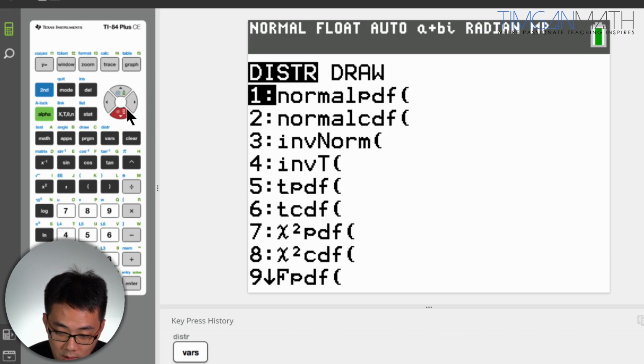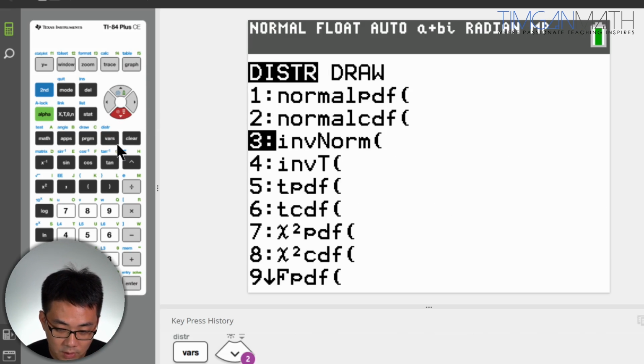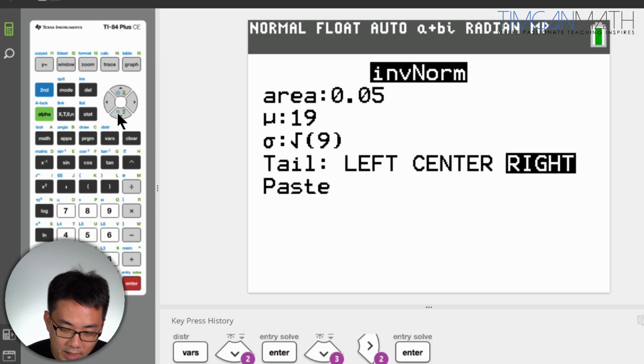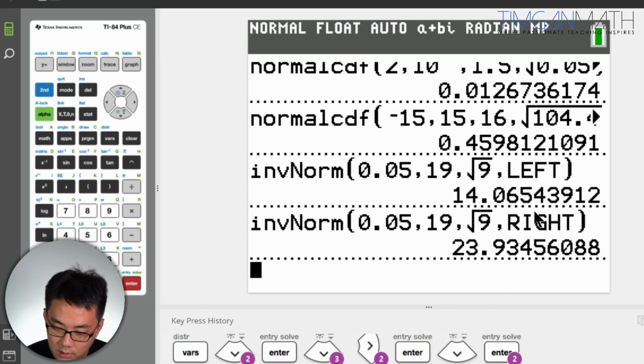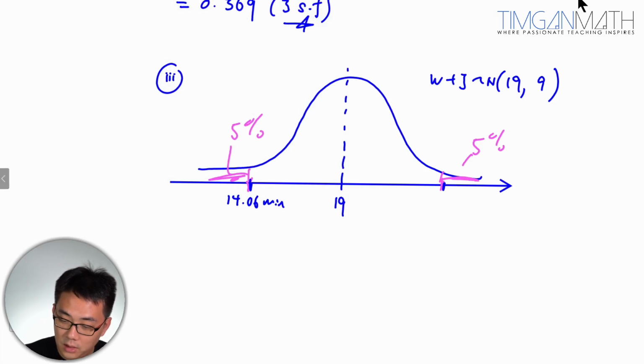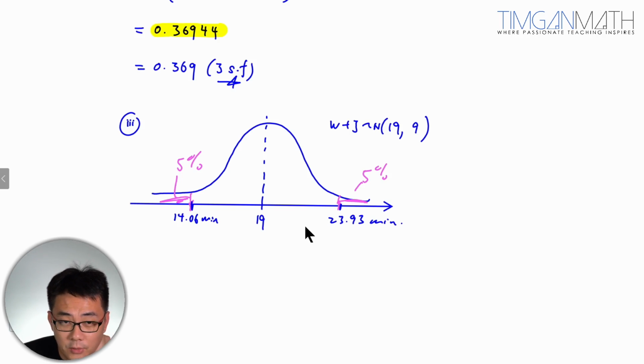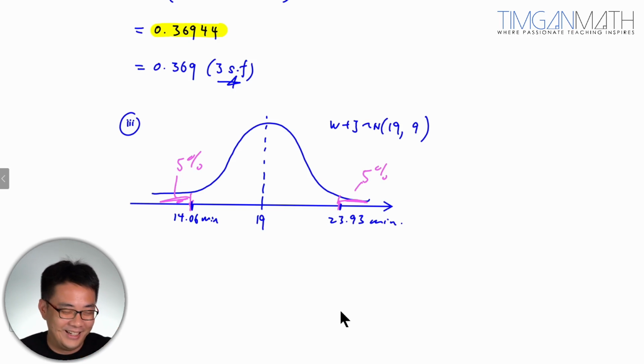So in the exam, if you're not sure, and this is a very important question because you're not sure whether to take left or right, once you write it down, left or right, you know that it is 23.934. Okay, so now, how do you read this? This is how you do it. 5% of the journeys will only take 14.06 minutes. 95% of the journeys will take 23.93 minutes. Now I give you another time for redemption. Left or right?